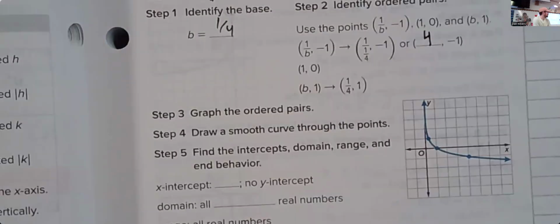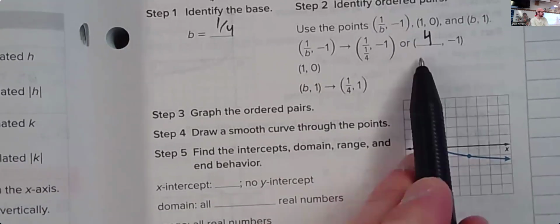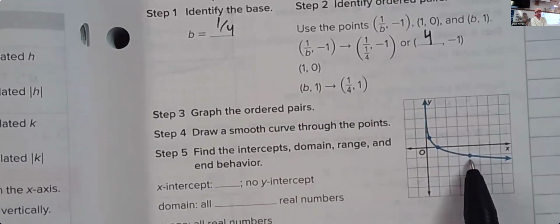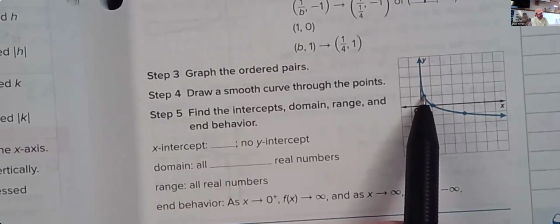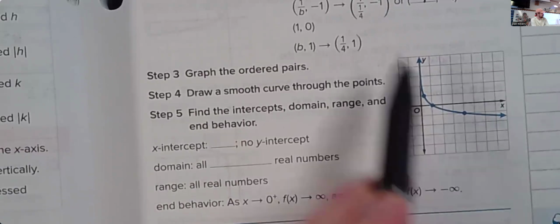1 divided by 1/4 should be 4. Okay. Which gives you the point 4, -1. If you look on the graph, when y is -1, x is 4. So yeah, 4, -1. We have the point 1, 0, and we have the point 1/4, 1. So those 3 dots on our graph are the 3 points that are being used here.